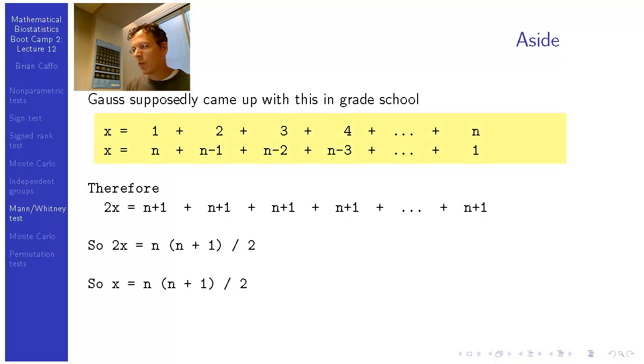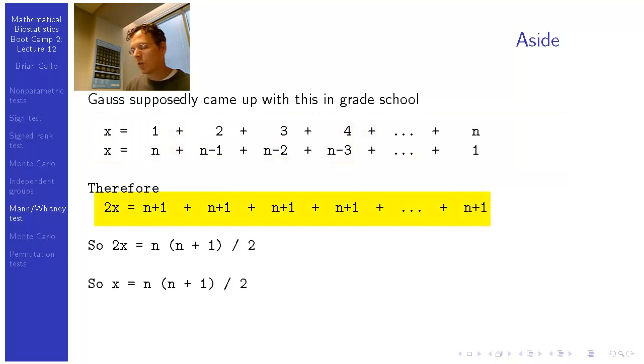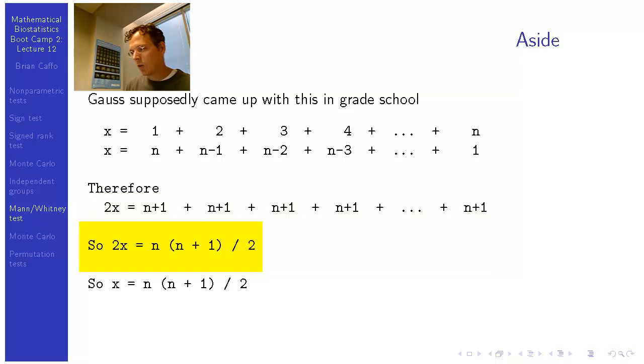We could write x as the sum of the digits from 1 to n, 1 plus 2 plus 3, and so on. Or we could write it as n plus n minus 1 plus n minus 2, the same exact thing all the way down to 1. If you add the two together, you get 2x equals, and in this case, notice 1 plus n is n plus 1, 2 plus n minus 1 is n plus 1, 3 plus n minus 2 is n plus 1, and so on. And so 2x is n times n plus 1, which is exactly what's happening here: the number n plus 1 added up n times. So then x has to be n times n plus 1 over 2.